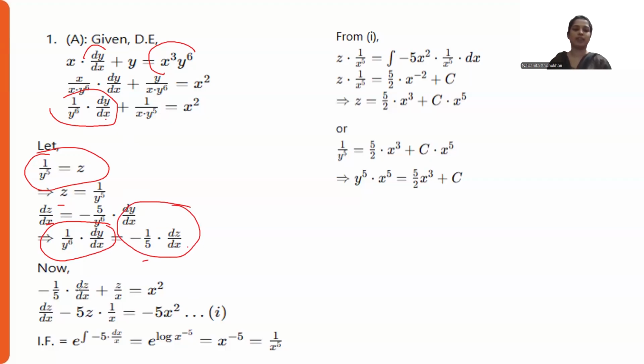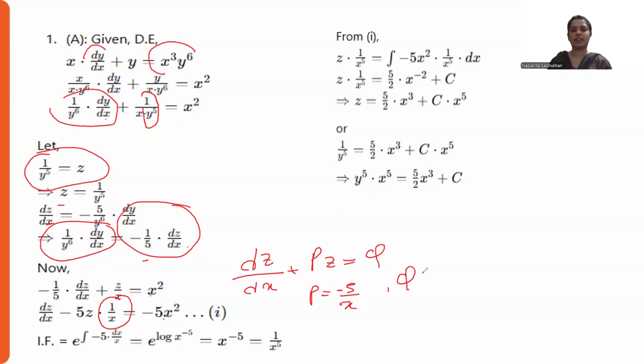So we are getting -1/5 dz/dx plus, since we have considered 1/y⁵ to be z, we get z/x = x². So we have dz/dx - 5z/x = -5x². This is of the form dz/dx + Pz = Q, where P is -5/x and Q is -5x².